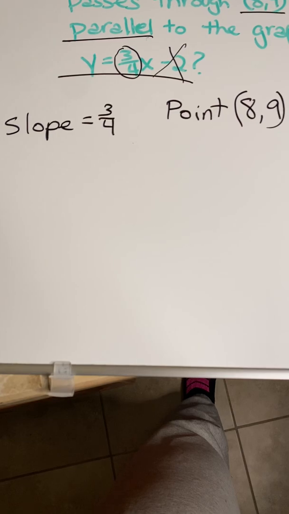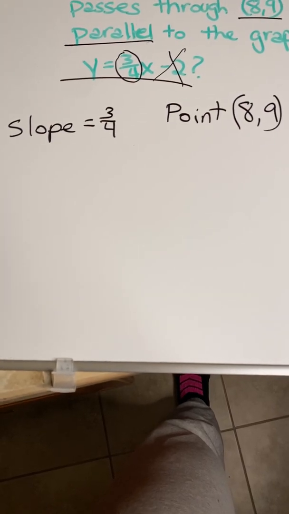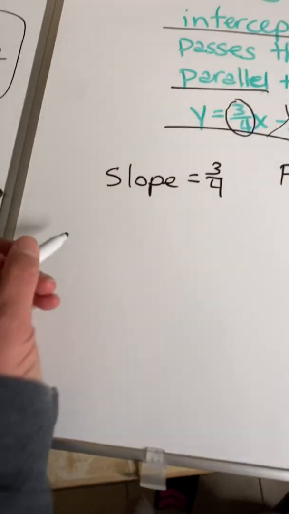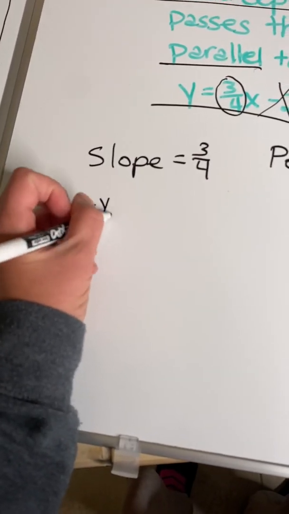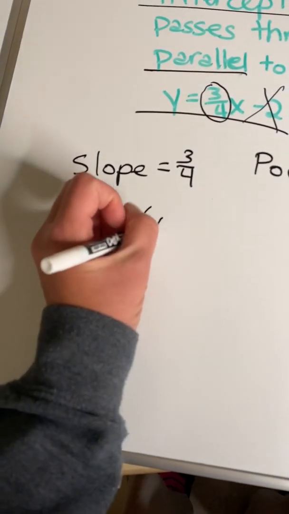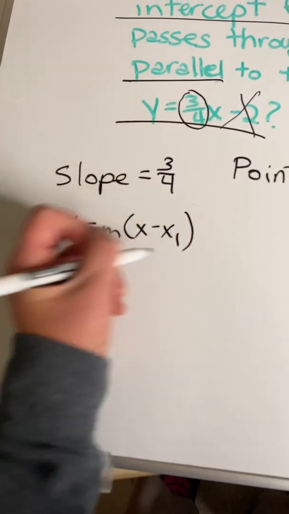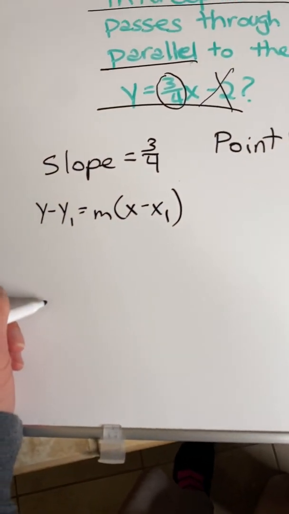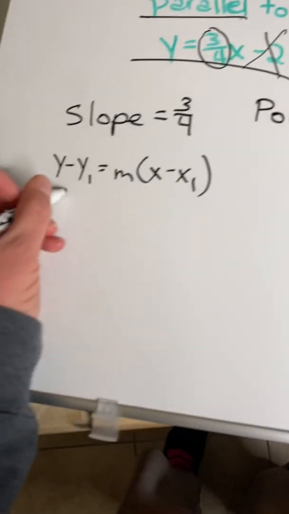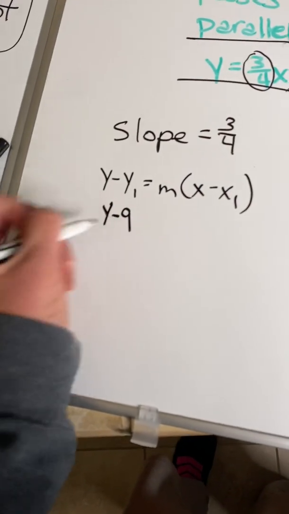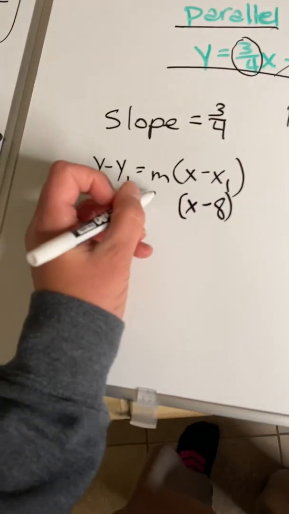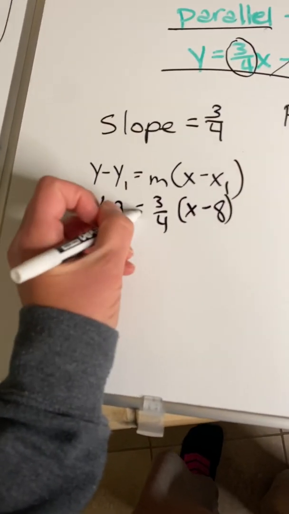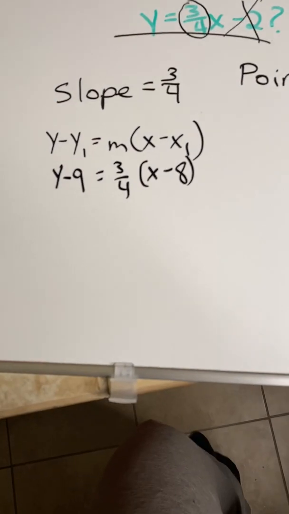So you've got two options. One is you could start in point slope form. So if I were to put this in point slope form, this would be, remember, y minus y sub 1 equals m times x minus x sub 1. Our point is 8, 9, so it becomes y minus 9. This becomes x minus 8, and our slope is 3/4. Okay? That's one way to do this.